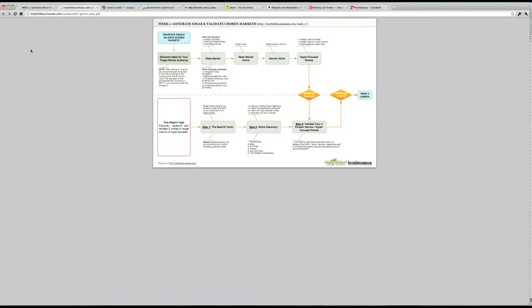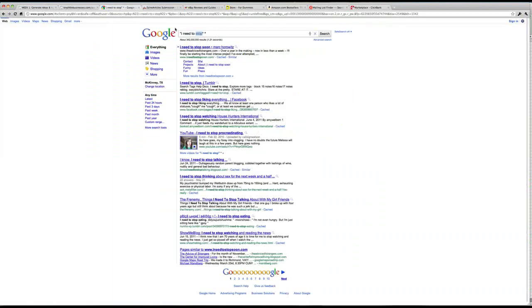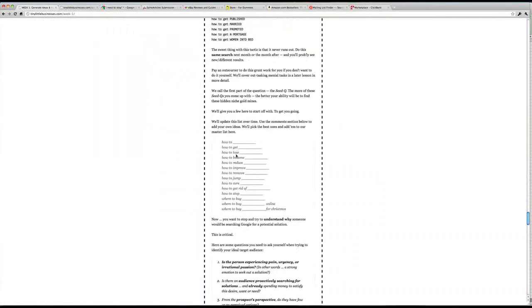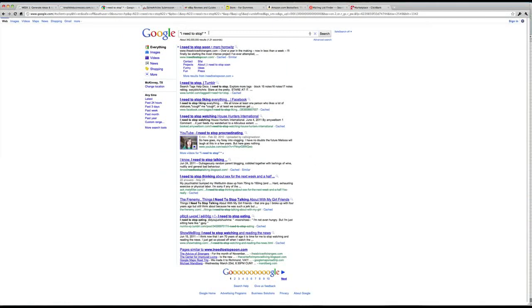And the first one we want to do is what we call the seed question in Google. And I've already typed in here one that I was playing with before: I need to stop, etc. You can use some of the ones that we've provided for you here as a way to get started: how to get, how to lose, how to become, etc. And you just type them in. And what I suggest is, make sure you use the quote so that it's looking for that specific phrase.